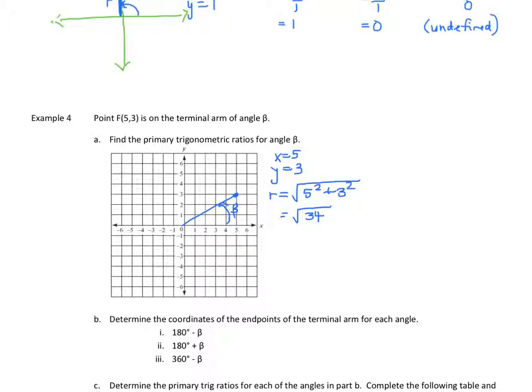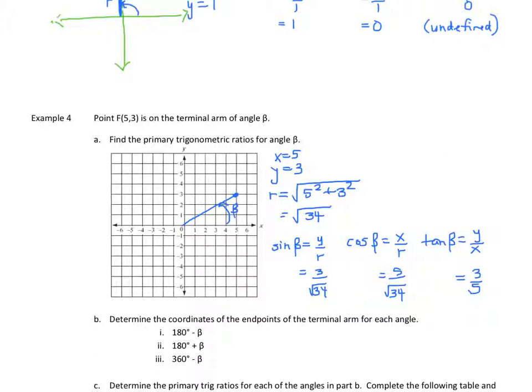So now using our formulas, sine beta will be y over r, so in this case 3 over root 34. Cos beta is x over r, or in this case 5 over root 34. And tan beta is y over x, or in this case 3 over 5. So there we have the 3 primary trig ratios for angle beta.